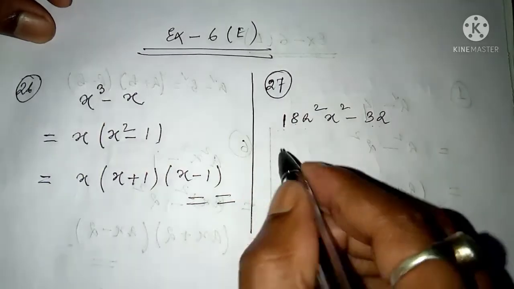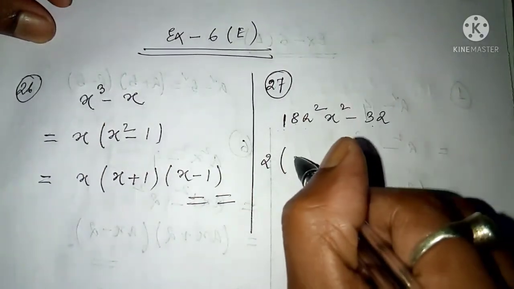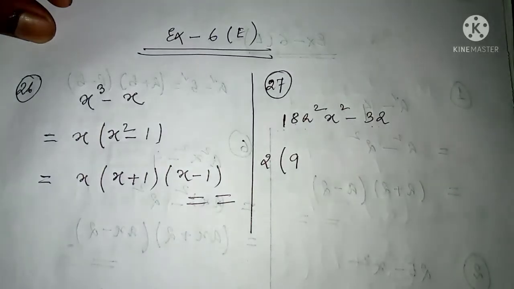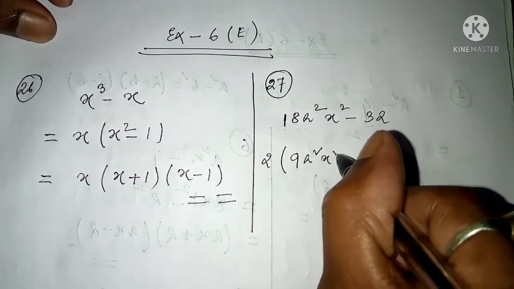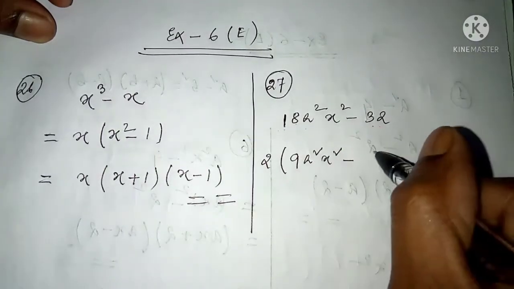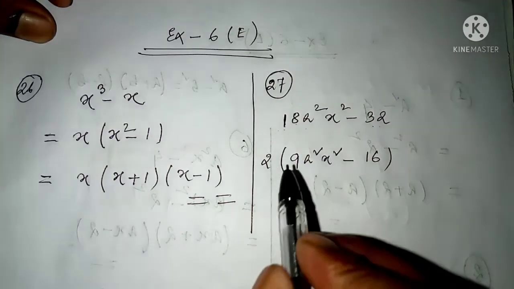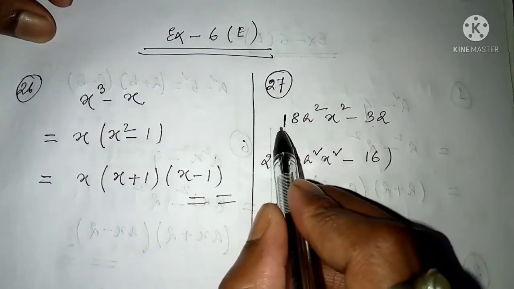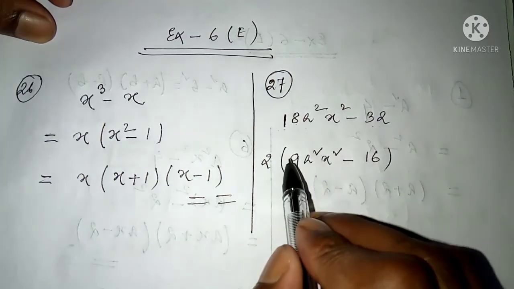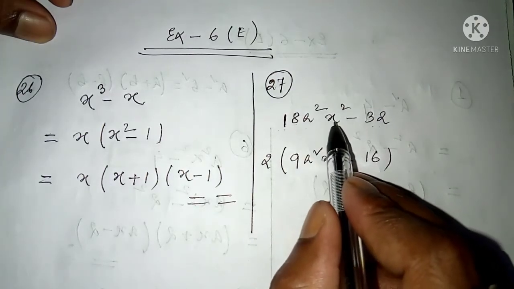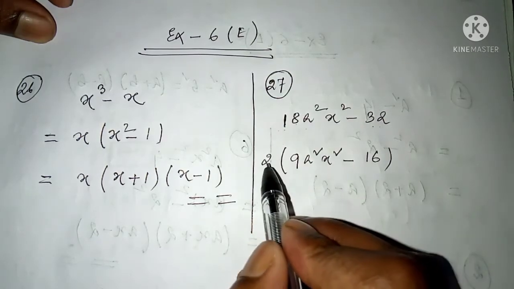That means if I take 2 common from here, then see here 2 divides 18 how many times? That is your 9 times, because 2 into 9, 18. Then you write this is your a square x square minus, okay, now 2 into 16, that is your how much? 32. Now see, we can take other number also, because 6 3 is 18, 6 4 is 32. But if we take 6 common from here, then as a result we will not get a perfect square number. So what I need is a perfect square number. So that's why I took 2 common from here.